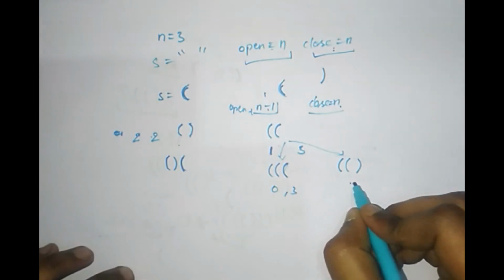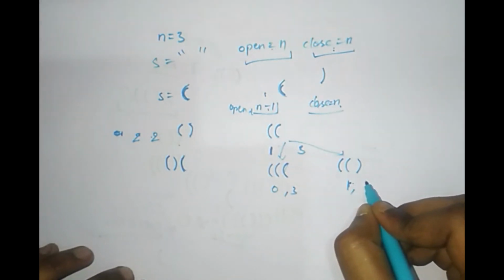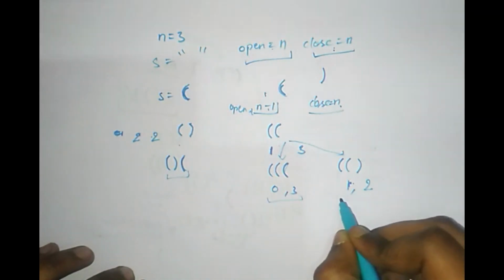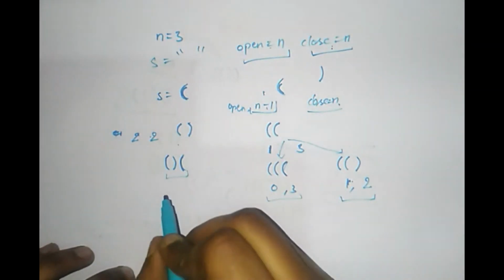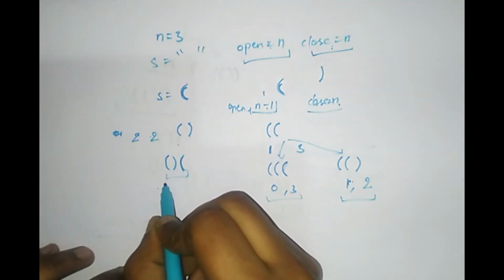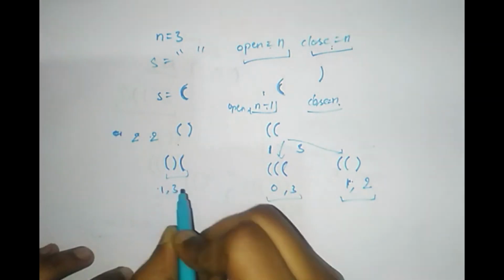So here 1, 2. Got it? So up till here we are having 3 permutations. Okay, 3 permutations. Now here will be, yeah, 1, 3. Got it?